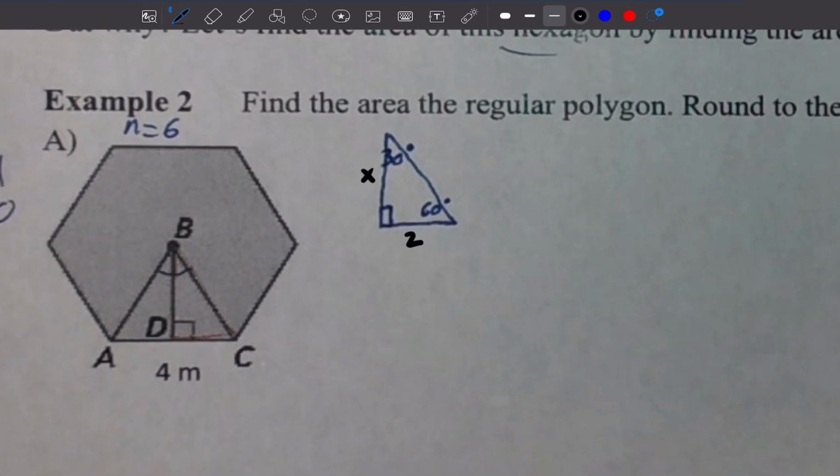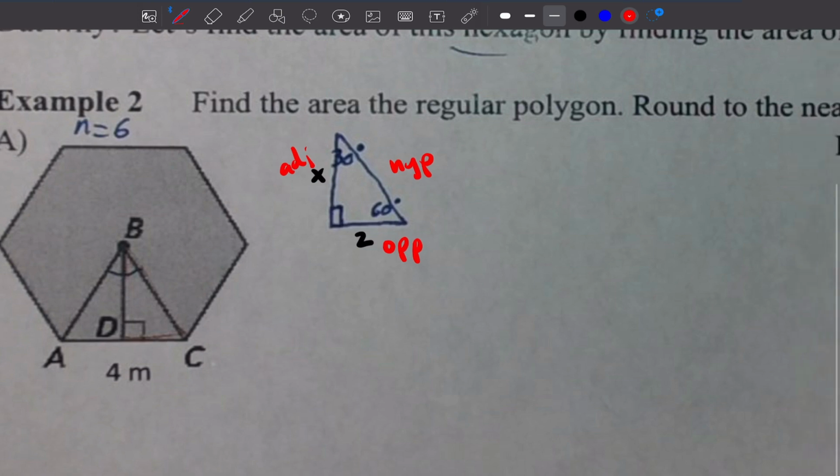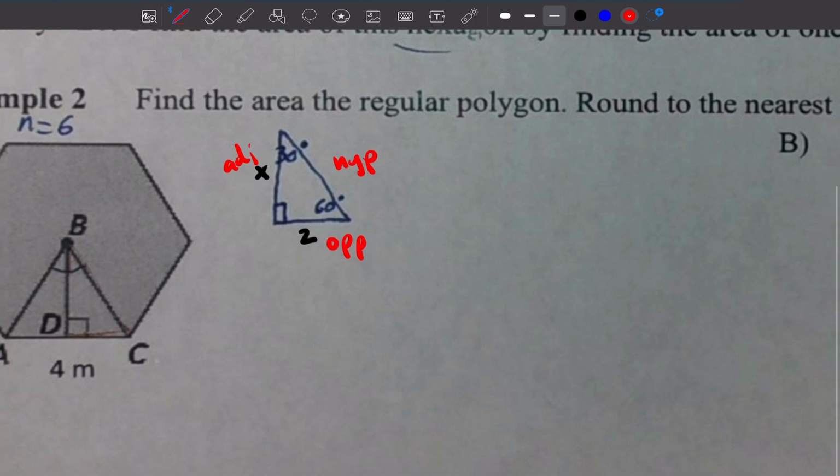Okay, so what can I do here? I can say that this is going to be my opposite side if I use 30 as my angle of reference. So opposite of 30, of course, is the opposite side. Across from the 90-degree angle is the hypotenuse. And next to 30, that's the adjacent side. Now I'm going to highlight the x and the 2.